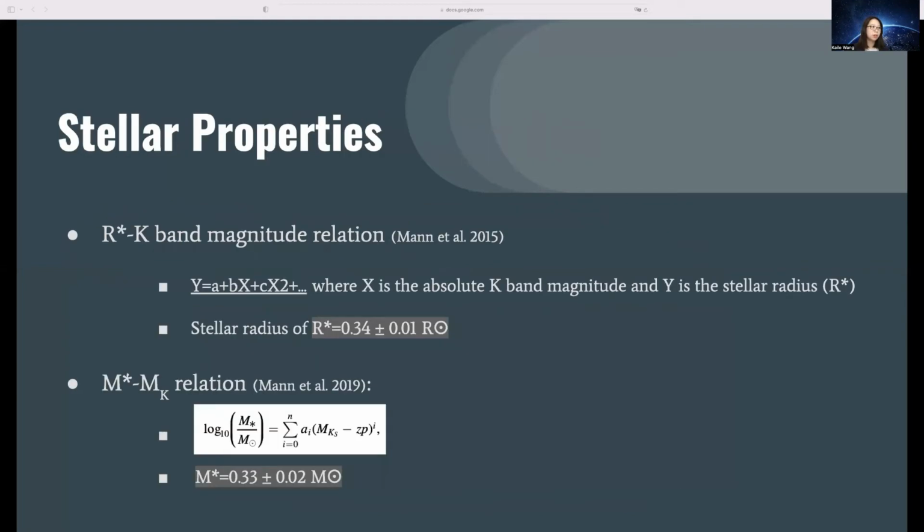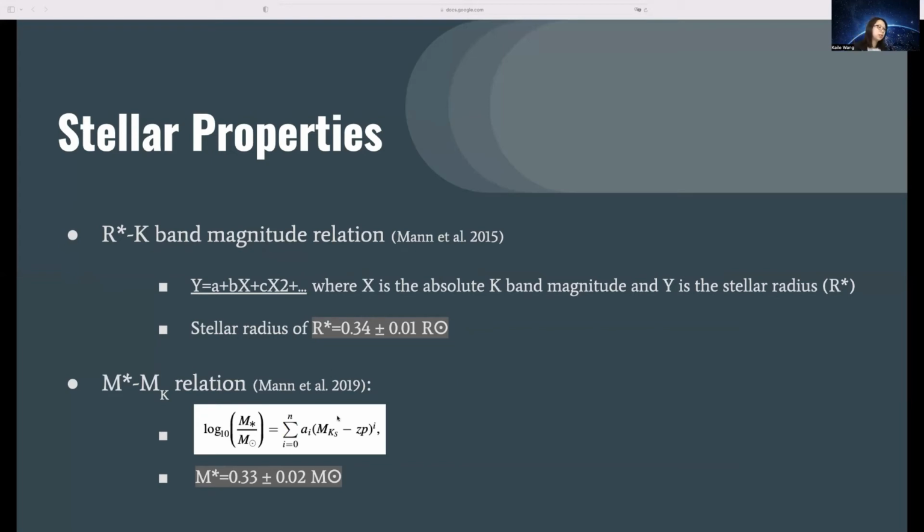So with all these observational data, we are now able to calculate some stellar properties and planet properties as the main results in this paper. Using the radius and K-band magnitude relation, we are able to calculate the stellar radius using the binomial relation shown here, where x is representing the K-band magnitude and y is representing the stellar radius.